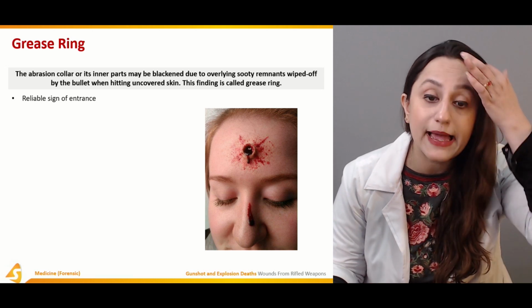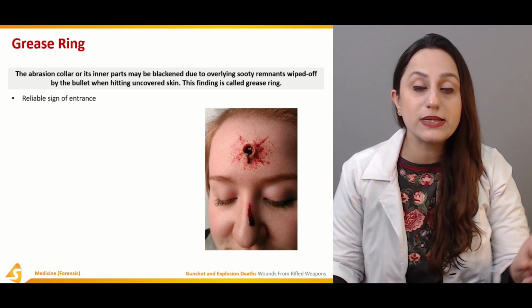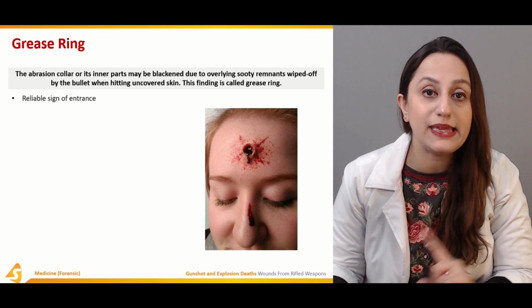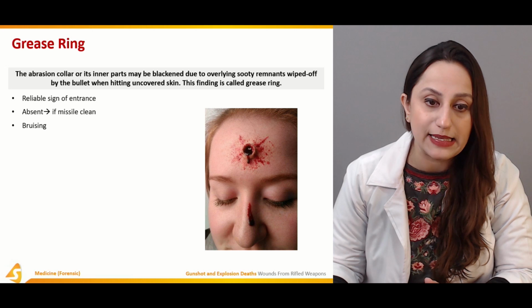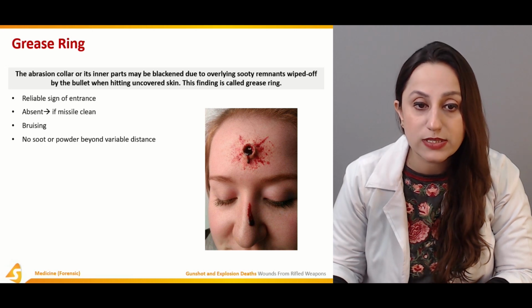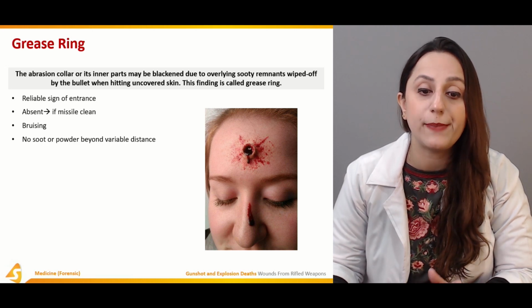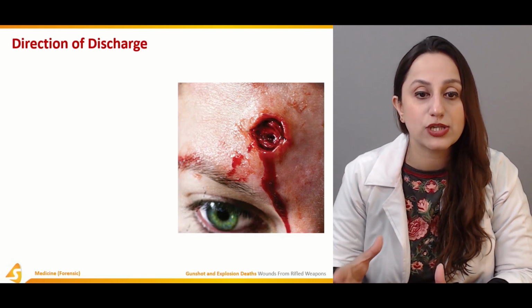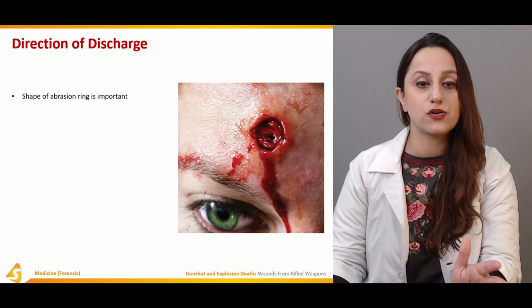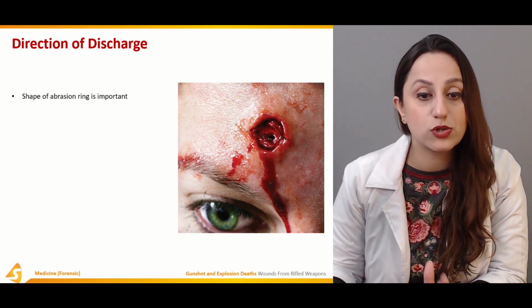It's a reliable sign of entrance. So that's how we are going to differentiate between the entry wound and the exit wound. If it is absent, the muzzle is clean. Bruising can be seen alongside the grease ring, and no soot or powder beyond the variable distance can be seen in such cases. The direction of discharge of the gun is also very important.